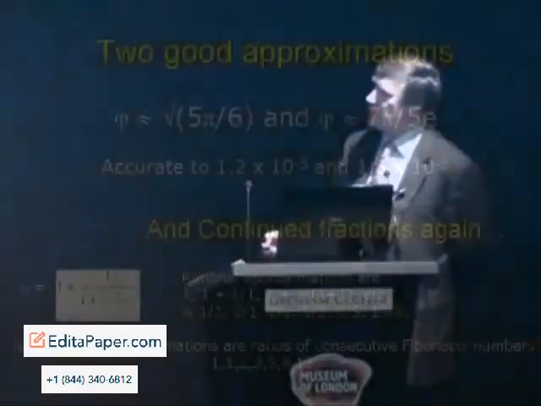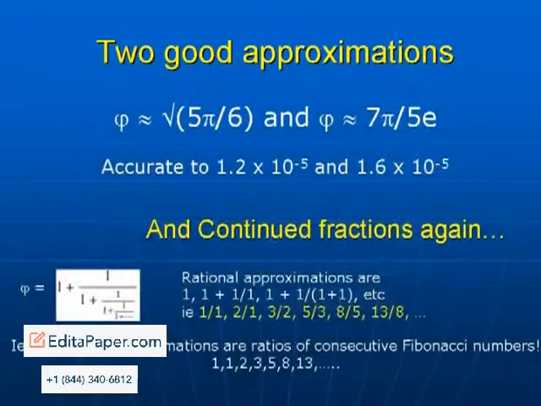There are amusing but extremely accurate simple approximations that people have hit upon for this, that it's roughly the square root of 5 pi over 6, and even more interestingly, it's roughly 7 pi over 5e. And these are approximations that are amazingly accurate. So they're accurate to a few parts in 100,000. And of course, people try to find some deep mystical reason for these approximations, but they are in a sense just coincidences, but very good ones.